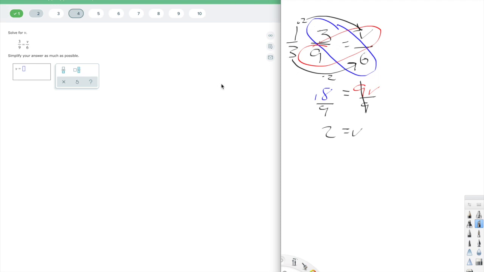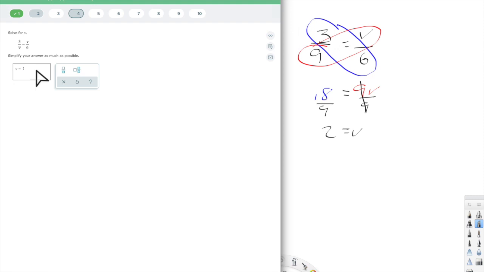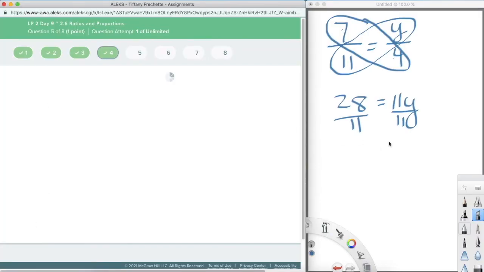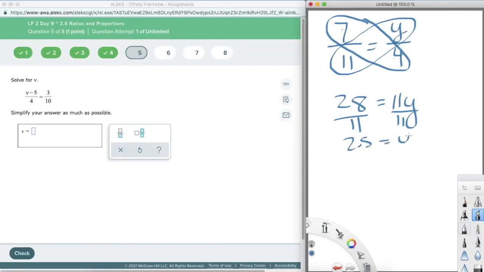So this is not reduced all the way, that ratio, so it makes it a little bit more difficult to just kind of visually look at it and say, oh, well, I know what to multiply by here. 2.5 equals y, because these guys would cancel out.